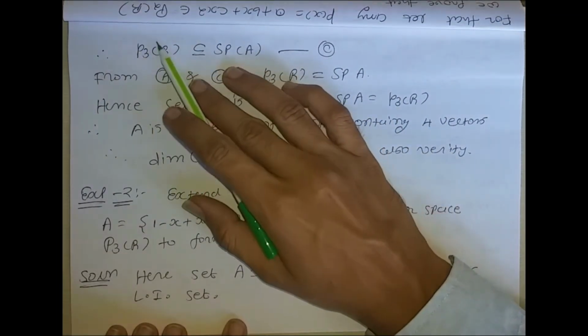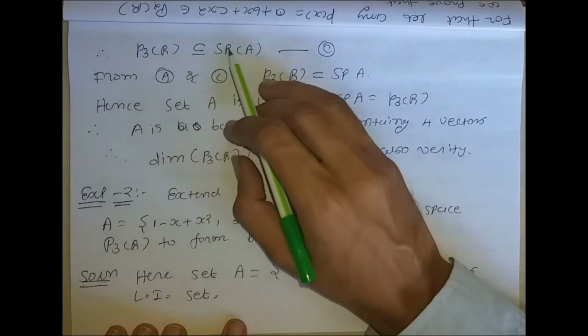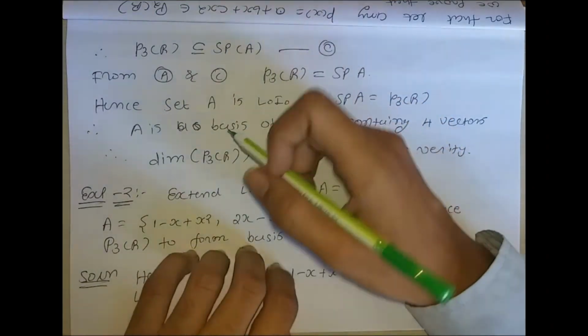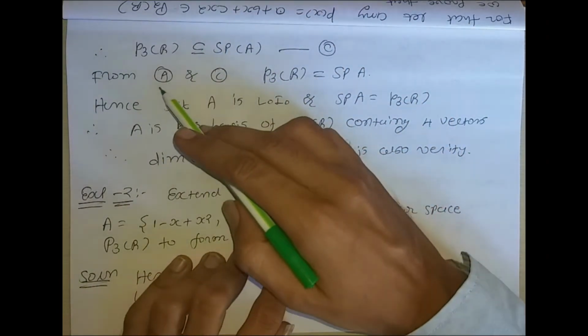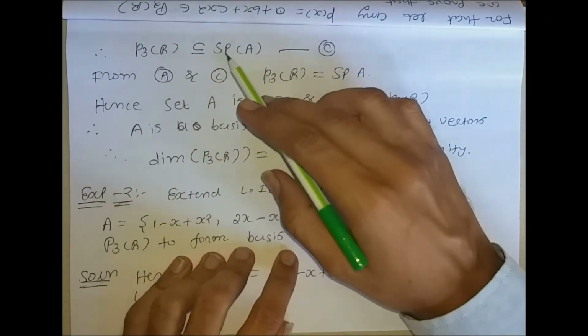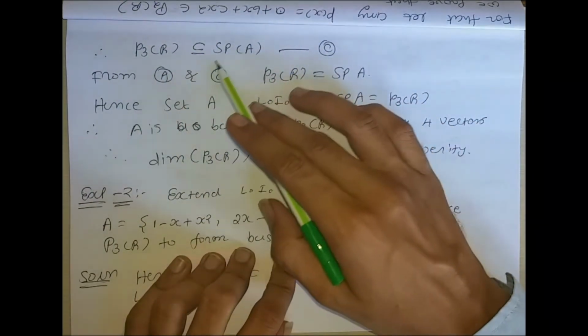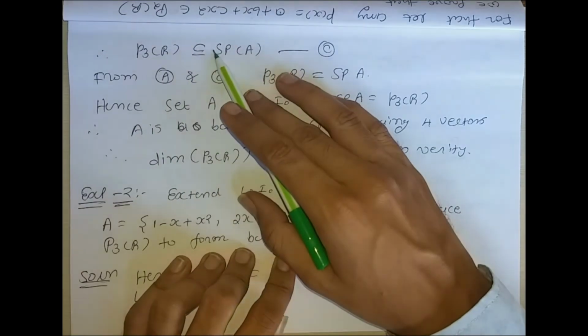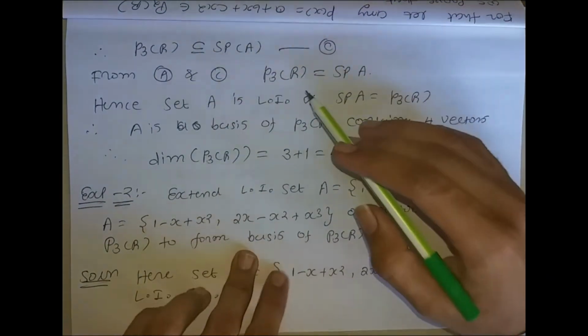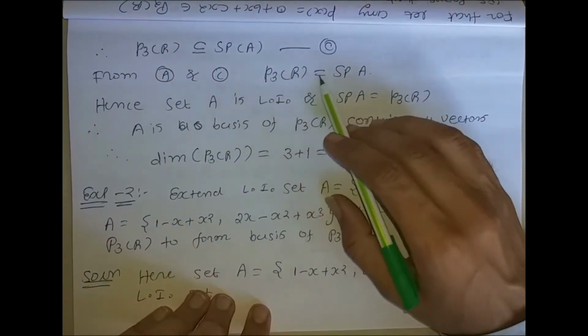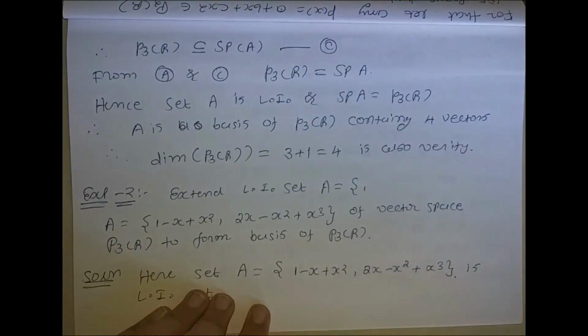That means p3r is a subset of span of A. Okay, now from equation A, what is the equation? Equation A is span of A is a subset of p3r and equation C is p3r is a subset of span of A. So we get p3r is equal to span of A.